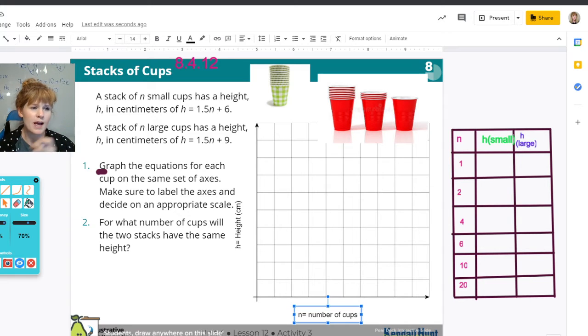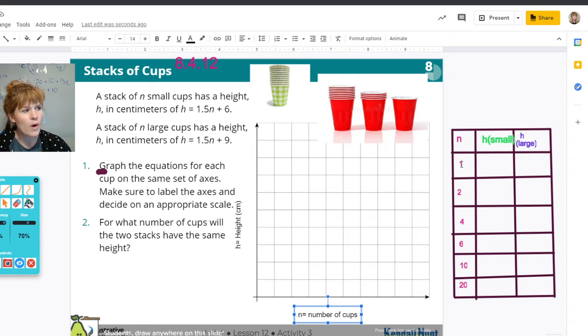Well, before I do that, I'm going to look at this data table and fill it out. I already put in n. N is the number of cups. So I put in 1 cup, 2 cups, 4 cups, 6, 10, 20. You can put in whatever you want, but those are the numbers I chose. And then in green, it says h small. That's the height of these small cups. And then in purple, it says h large, which is the height of the red cups. I should have made it red, whatever. So let's go ahead and fill out that table. Let me get my green pen ready.